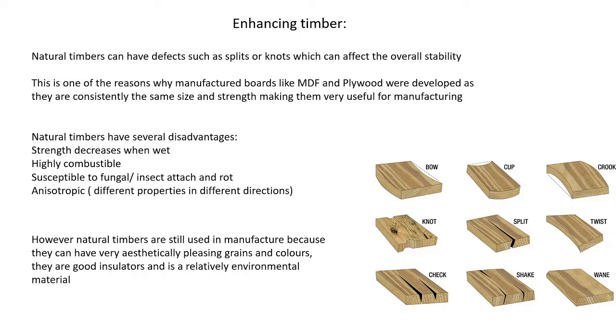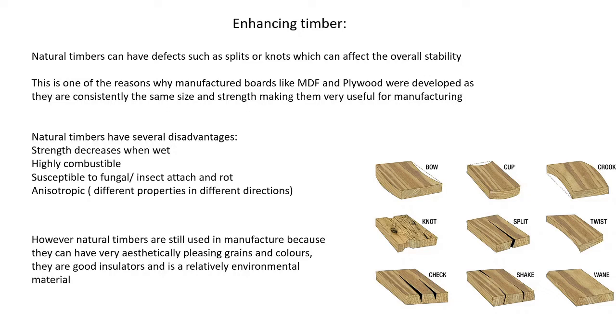So natural timbers do have several disadvantages. You've got strength decreases when they are wet. They are very combustible, so they're very likely to catch fire if they're near extreme heat or open flame. They're incredibly susceptible to fungal insect attack and rot. They are anisotropic. What anisotropic means is there are different properties in different directions. I've talked about this a little bit in the timbers theory. That's why plywood is so good.